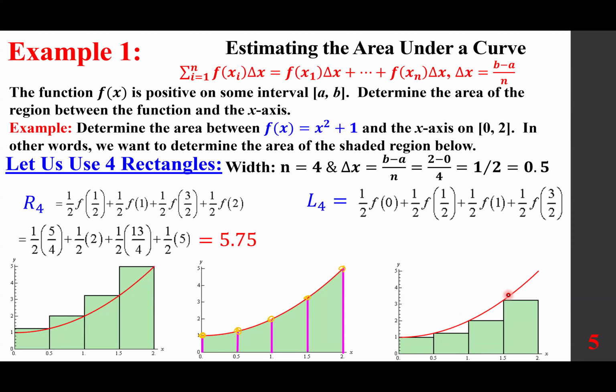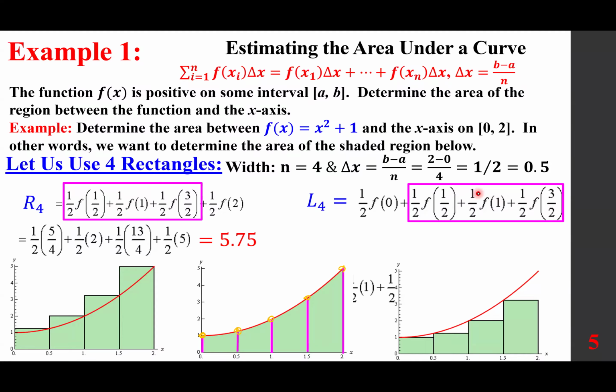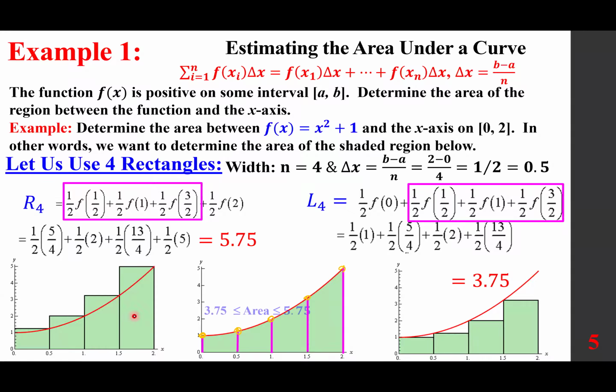And notice this is what happens. A big chunk is identical, everybody. And so if you know that, then you calculate this part and you don't repeat it here, just put it in here. And you put it into a calculator and you get 3.75, which indicates obviously this underestimates, this overestimates, and the area is somewhere in between.